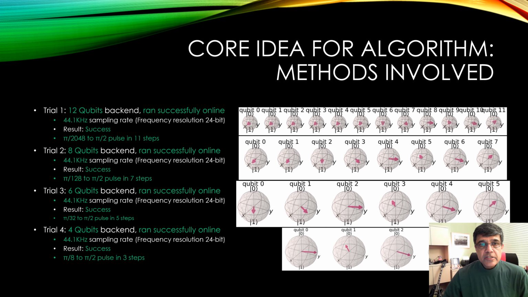The pi pulses for the phase gates were applied based on n-1 steps. So if it was 12 qubits, we used 11 steps, and so on. The results of the pulses are shown in the screen captures for each of the trial runs based on Bloch sphere states. The final state achieved in all 4 trials was -x, which indicated success.